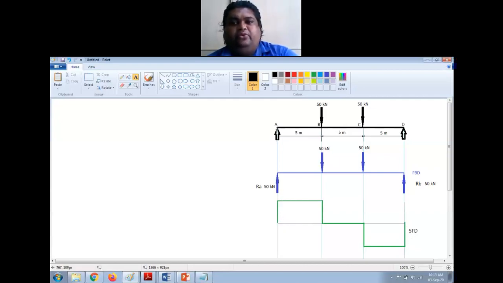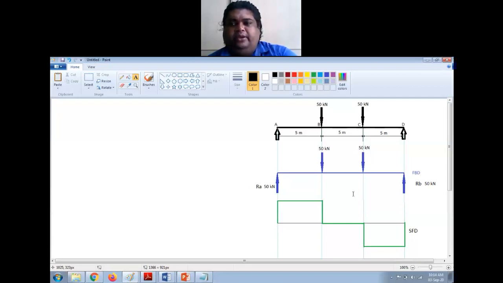For example, at point A, you have to write shear force at point A is 50 kilonewton, and at point B it is decreasing from 50 kilonewton to 0. Between B and C there is no shear force. Shear force is equal to 0. And at C there is a shear force which is acting downwards of 50 kilonewton magnitude. And at D again there is a shear force of 50 kilonewton. You have to just mention that in your answers.